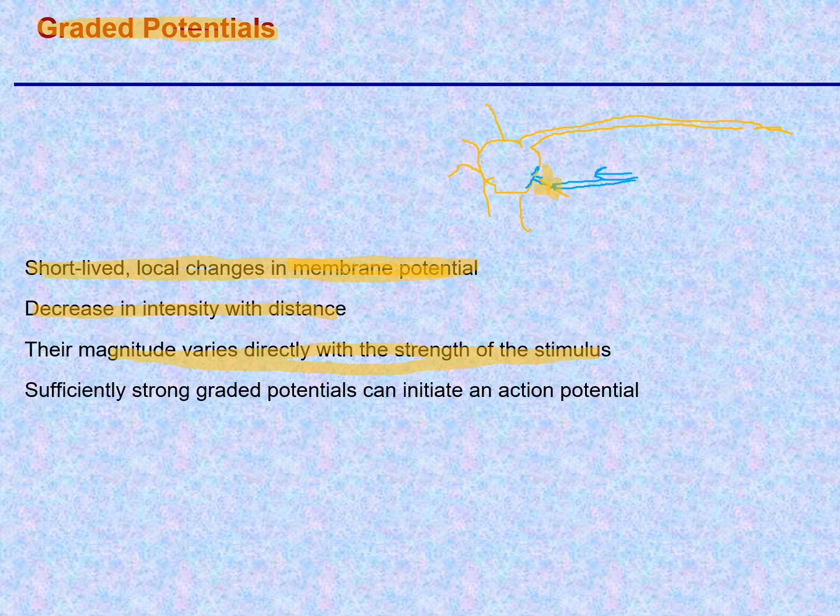You would have to have enough of a graded potential to trigger. You'd have to have enough of a stimulus to depolarize the receiving neuron to the level that it hits the threshold and initiates an action potential. If it's not enough, it's just a graded potential and it fades away.